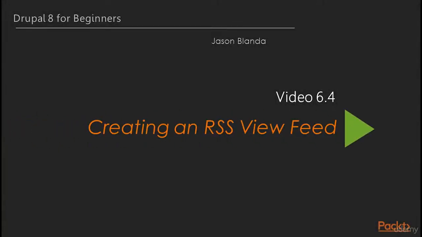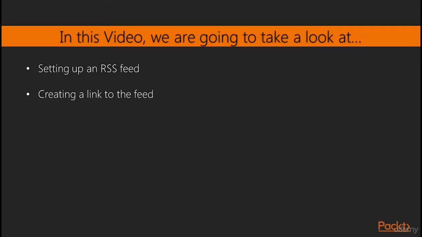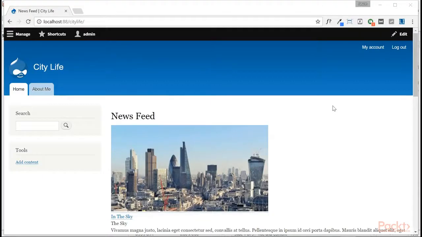In this video, we are going to be creating an RSS feed using the Views module. So we are going to be setting up an RSS feed in Views, and then we are going to create a link over to that RSS feed so that people can grab it and subscribe. So let's set up an RSS feed for our news feed so that people can subscribe to it and get notified when the latest blog posts come out.